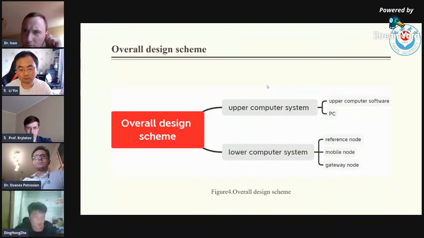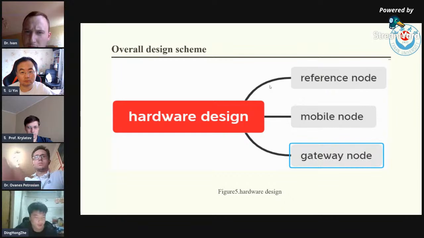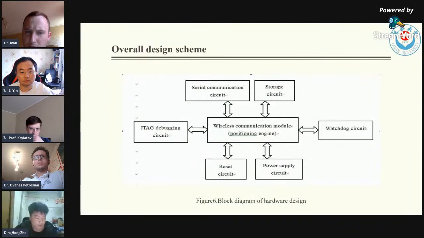The hardware design includes the hardware circuit design of reference node, mobile node, and gateway node. In order to simplify the design of hardware circuit, we adopt the integrated design, that is, the gateway node, the reference node, and the mobile node are all one node. The following figure is the hardware design block diagram of the node.